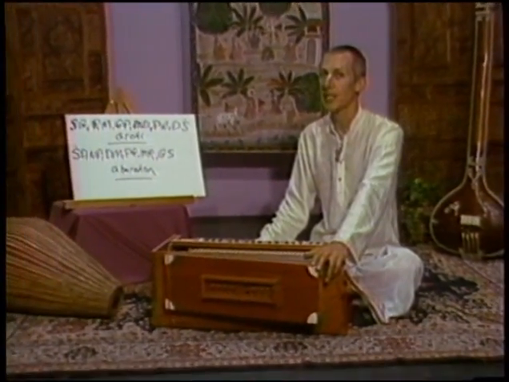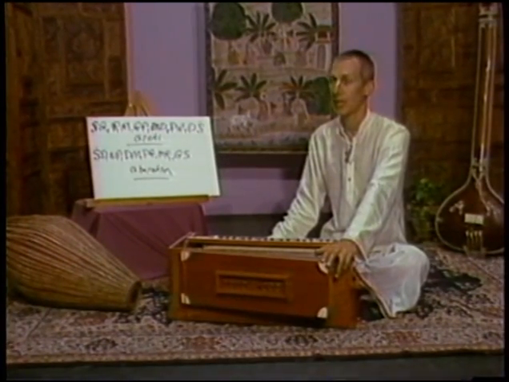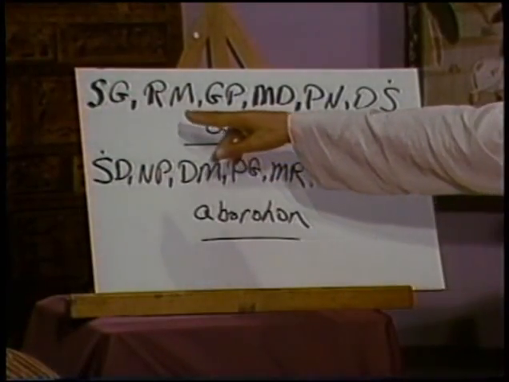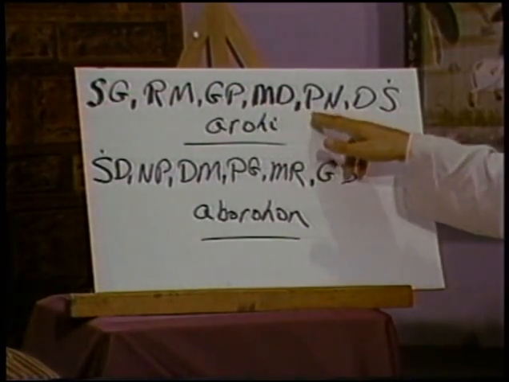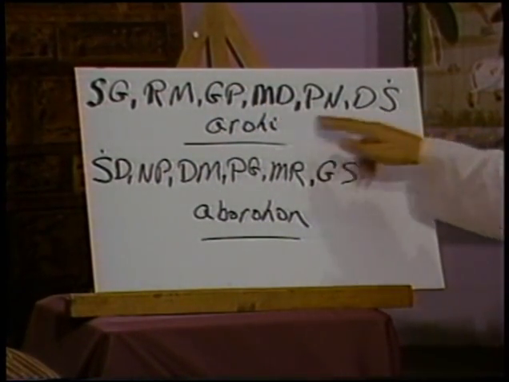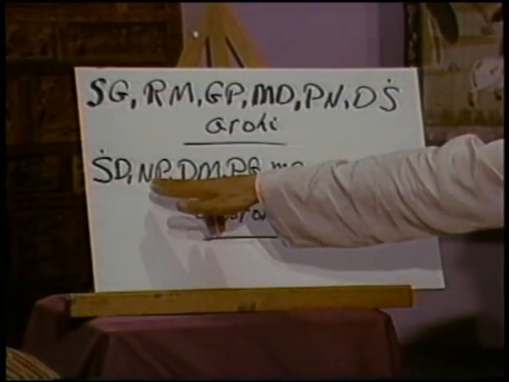Hare Krishna. This is lesson number 5. Today we're going to get into a few more alankars. These may be a bit more difficult than before, but if you've been practicing, you should have no difficulty learning these. You can see this alankar: sa, ga, re, ma, ga, pa, ma, da, pa, ni, da, sa, the arohi, and coming down, the reverse.